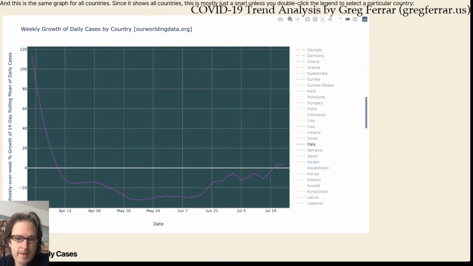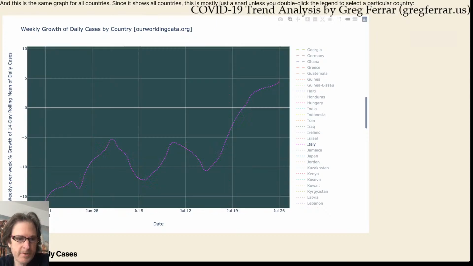growing again. And yes, Italy is indeed growing again after a long period of negative 10% daily cases growth. It's now up to almost 5% daily cases growth. But remember, it's at 3.5, I think it was, in daily cases per million. It's very low in daily cases per million.